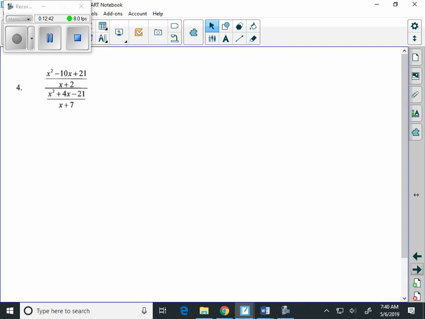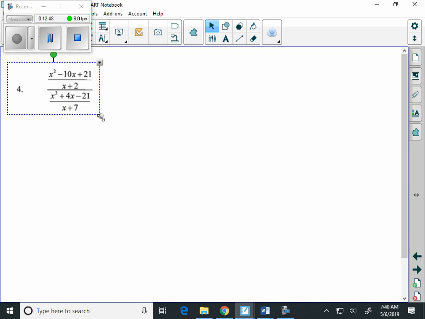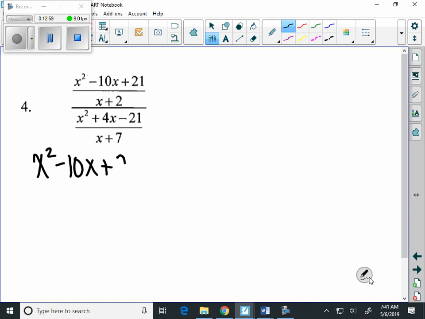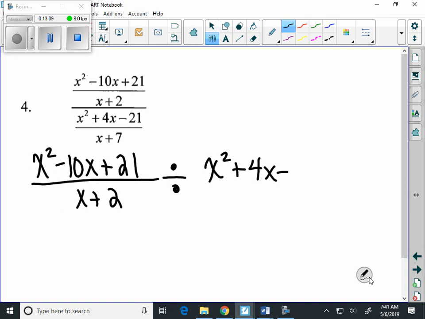Problem number 4, I'm going to rewrite. Those people who have had me for a teacher know I call it old school. The way I like to write this particular problem is x squared minus 10x plus 21 divided by x plus 2. And then here's the old school. Divided by x squared plus 4x minus 21 divided by x plus 7.